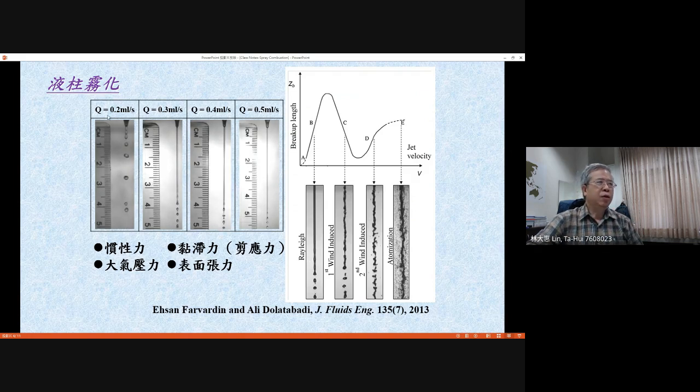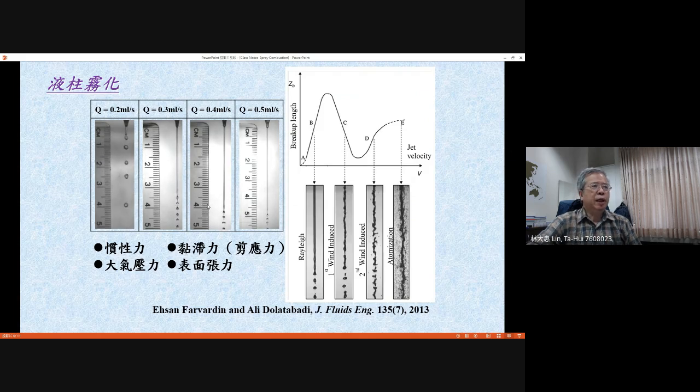Okay, you can see that by increasing the flow rate, there is an extension of the breakup length, right? There is a very small breakup length for 0.2 milliliter per second, and for 0.3 you can see the breakup length increase, and it increases again for 0.4, and for 0.5 they almost don't increase too much.